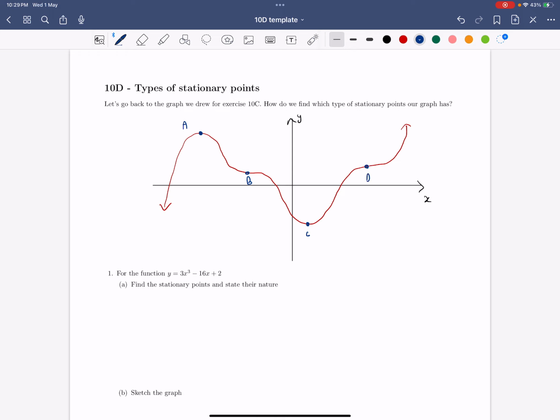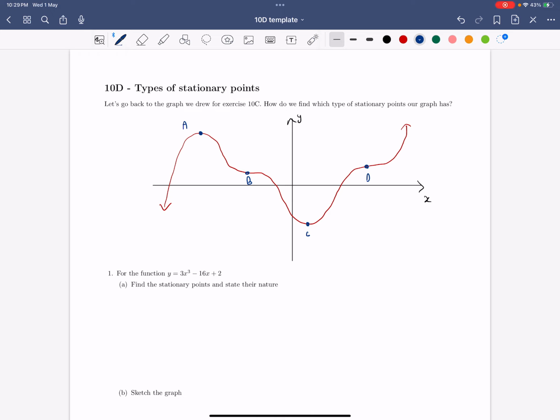Just recall that a stationary point is a point of zero gradient. Another way to think about it is if you draw a tangent line to each of those points, they will be horizontal lines, just flat. And then we spoke a little bit about how the gradient changes around those stationary points.